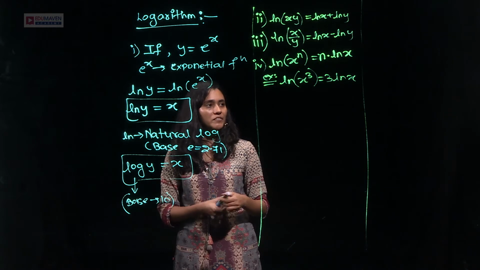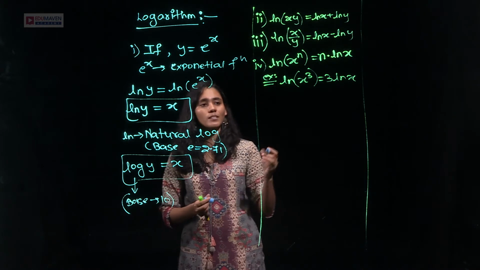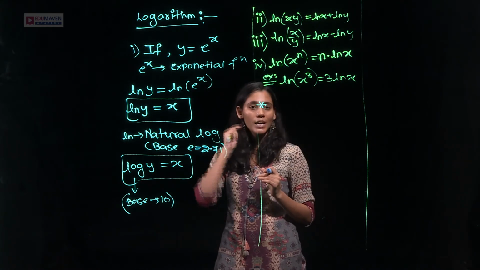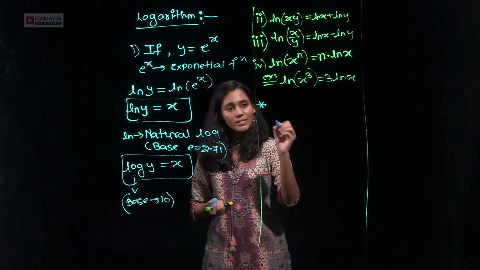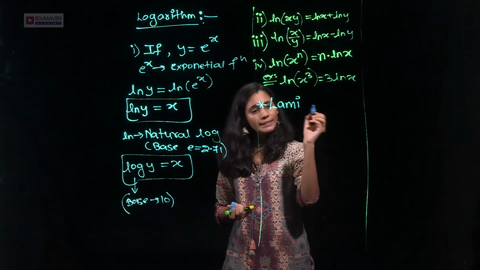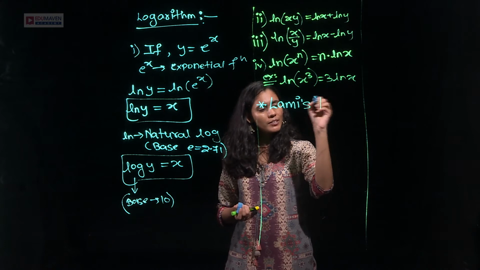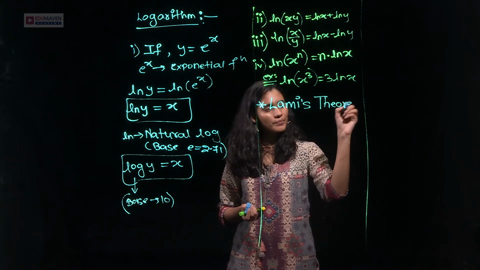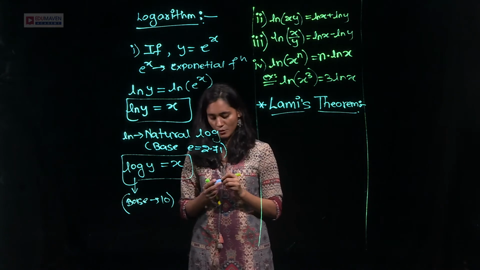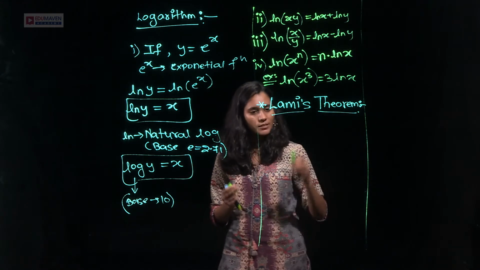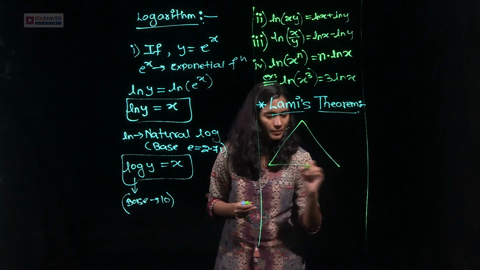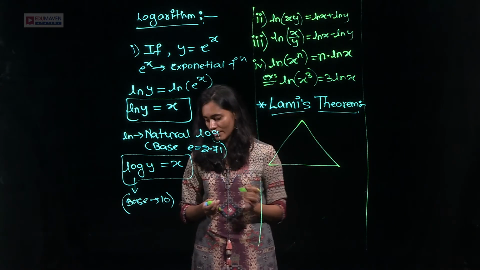Now next we are moving to another important formula, which is known as Lami's theorem. It's the name of a scientist. Now how to use this? First of all, let's draw one equilateral triangle. So here we are having one triangle.